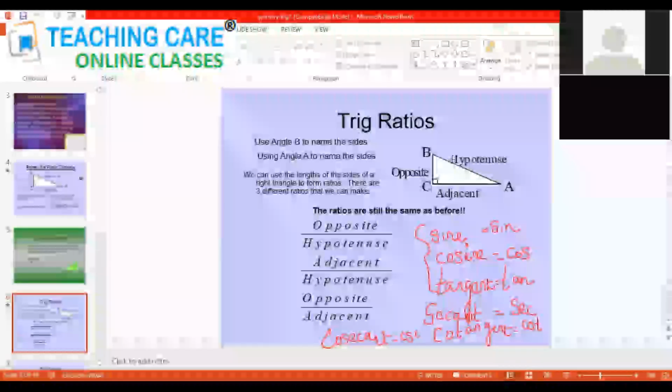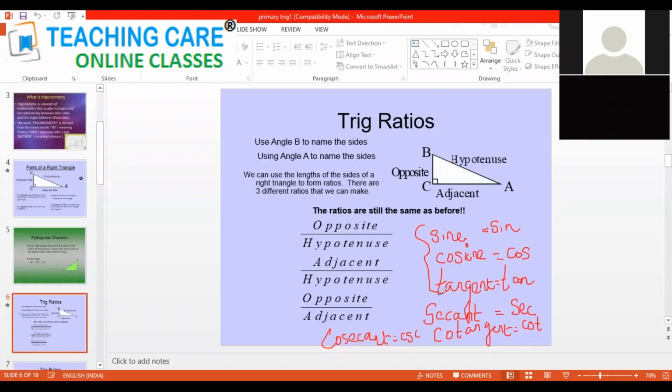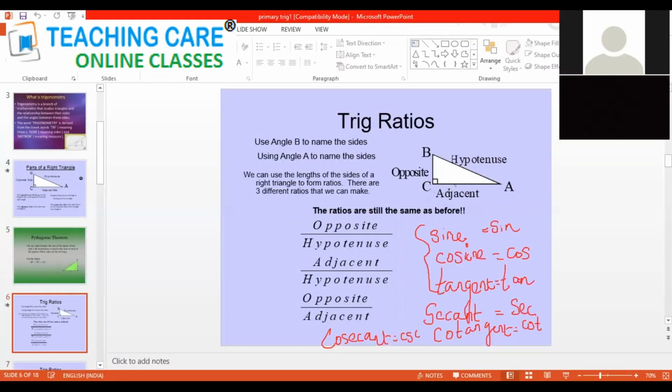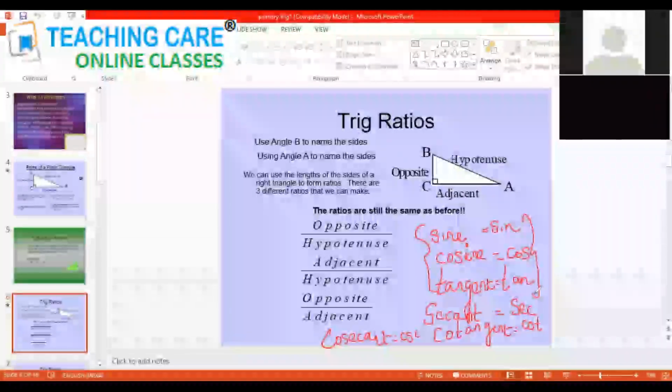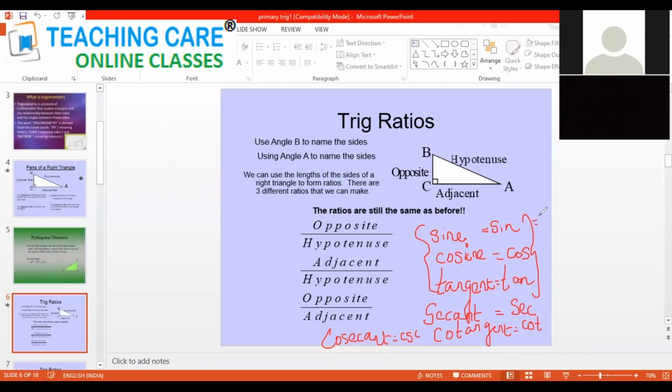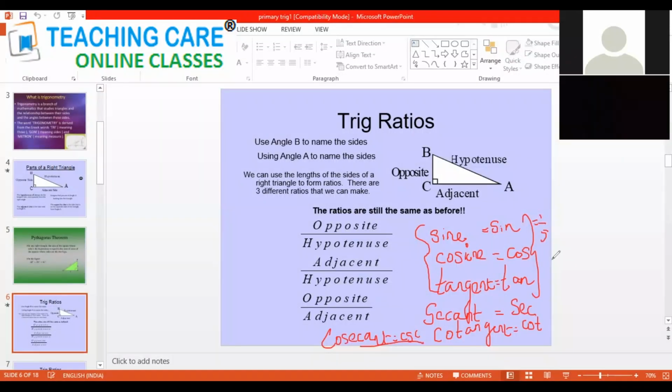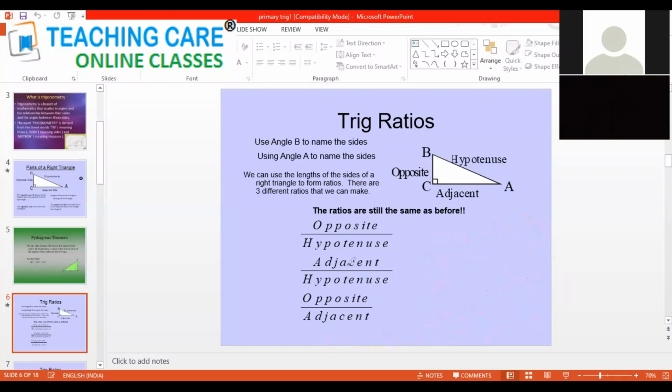But initially, they will teach you only the first 3 trigonometric ratios, because the other 3 are the reciprocals of the first 3. If you know the formulas for these 3, you can just give the reciprocal. If suppose sine is 1 upon 5, and I'm asking what is cosecant, it's 5. So cosecant is the reciprocal of sine. Understood? Got it?